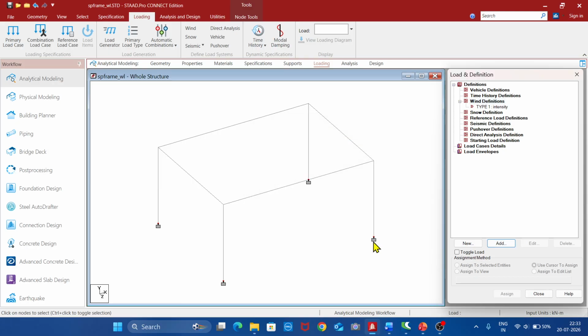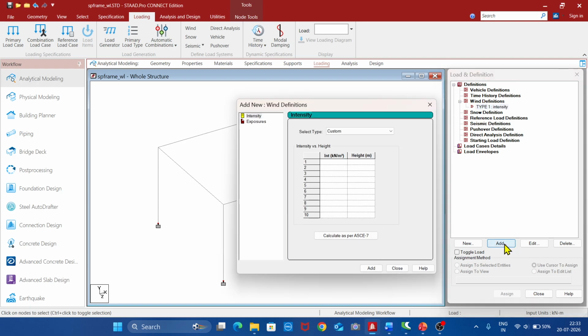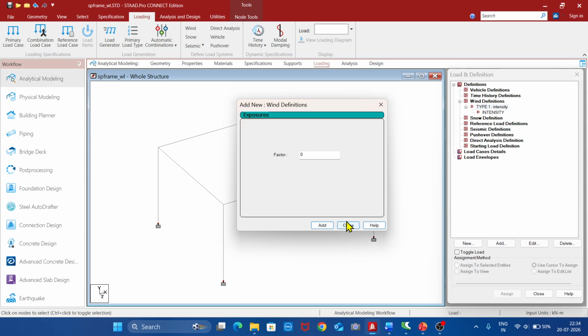Then select this intensity, click add. So we need to give the intensity. The intensity shall be calculated based on IS 875 part 3, wind load calculations will be given. Say, let the calculated value be 0.8 kilonewton per meter squared, acting at a height of 3 meters. Click add, click close.